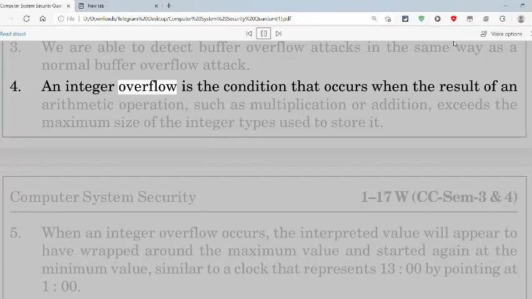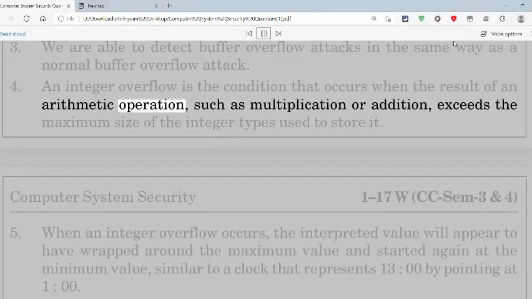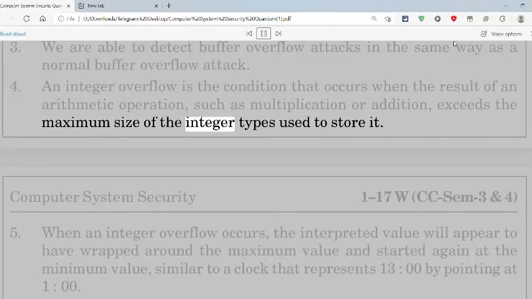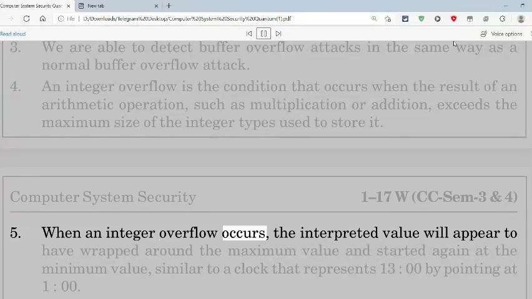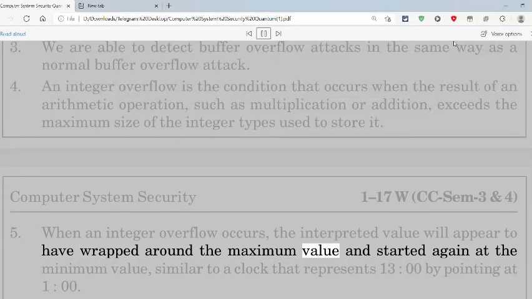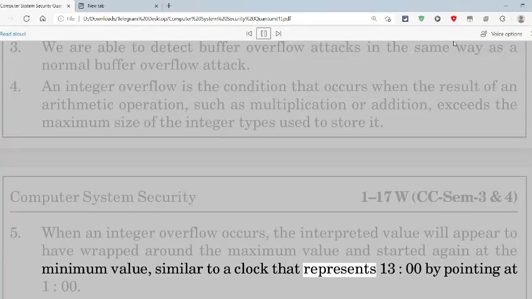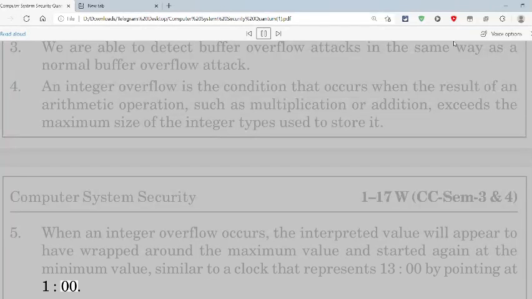4. An integer overflow is the condition that occurs when the result of an arithmetic operation, such as multiplication or addition, exceeds the maximum size of the integer types used to store it. 5. When an integer overflow occurs, the interpreted value will appear to have wrapped around the maximum value and started again at the minimum value, similar to a clock that represents 13:00 by pointing at 1:00.